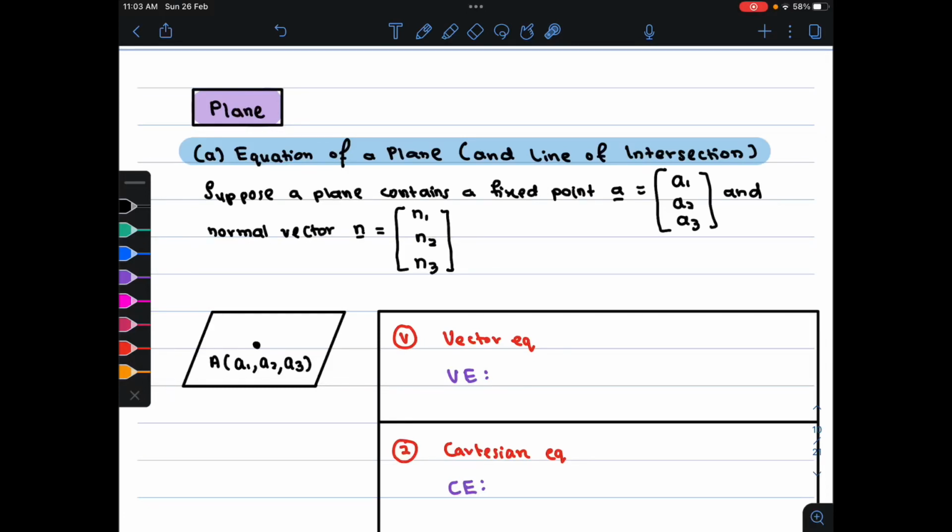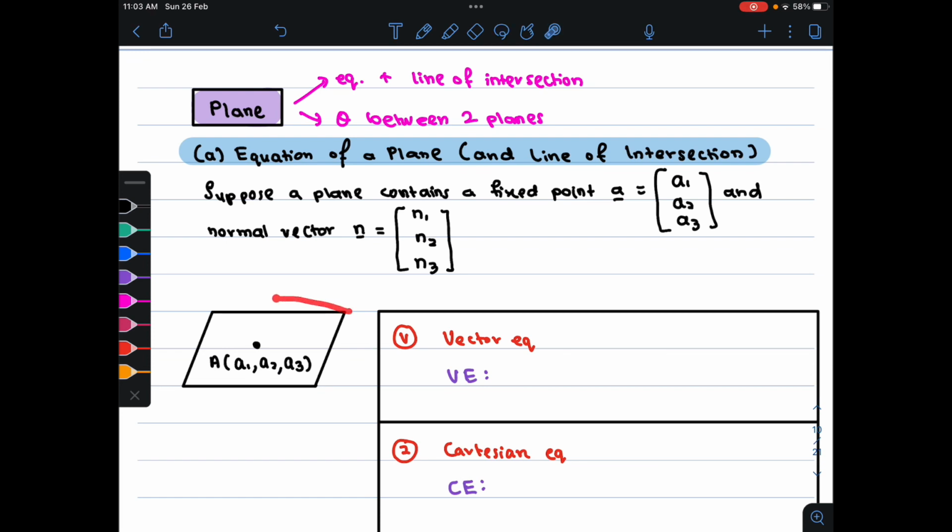Previously, you have learned about lines. Now you'll be learning about planes, in which you learn about writing the equation of a plane and finding the line of intersection, as well as finding the angle theta between two planes. So let's start with part A, finding the equation of a plane and the line of intersection.